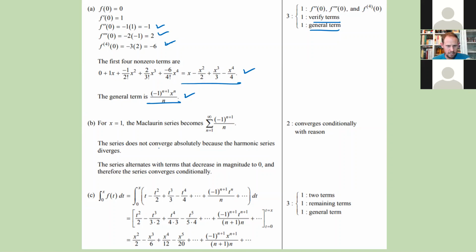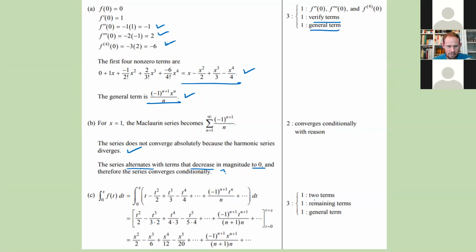Converges conditionally with reason. The series does not converge absolutely because the harmonic series diverges. Yep, we said that. The series alternates with terms that decrease in magnitude to 0, and therefore the series converges conditionally. I don't know. I mean, we said alternating series test, but we didn't say that it decreases and the limit goes to 0. We might get the point for that one. We didn't need it on the last one, but apparently we needed it on this one. Nitpicky.